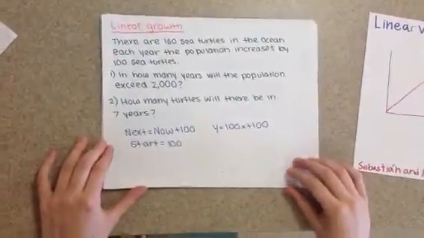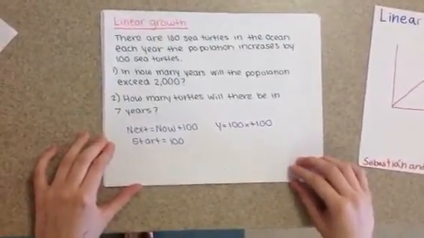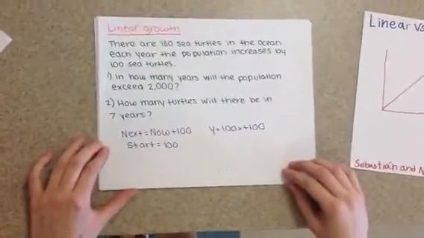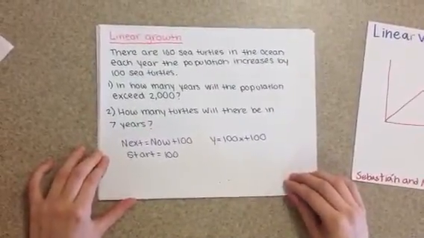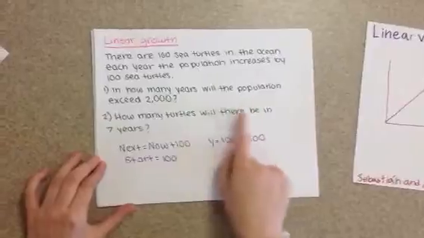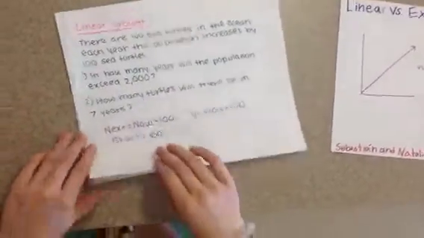Okay, so we did the linear versus exponential project. The first thing we did was linear growth. There are 100 sea turtles in the ocean. Each year the population increases by 100 sea turtles. So our first problem was, in how many years would the population exceed 2,000?